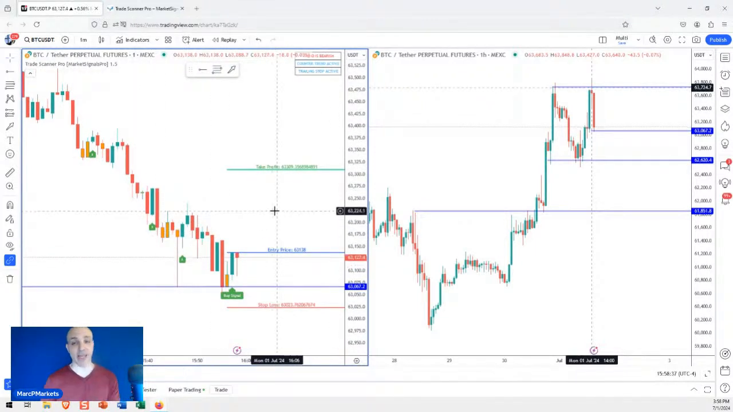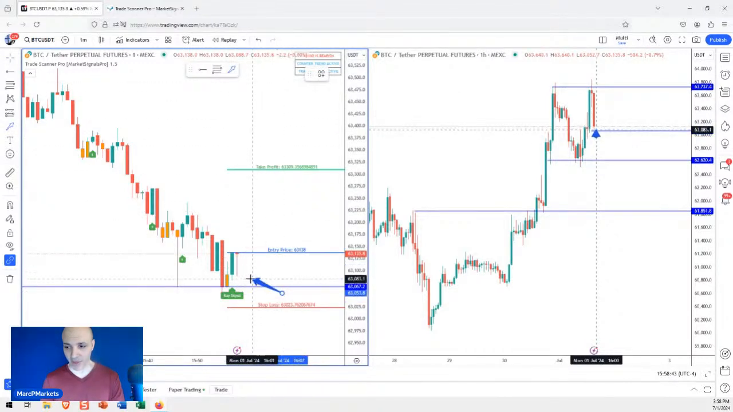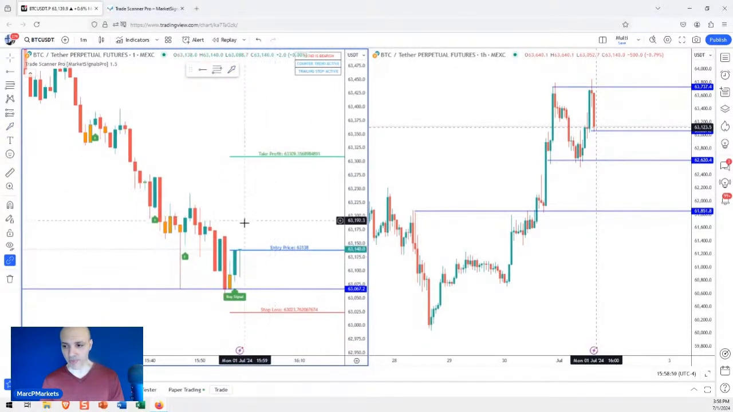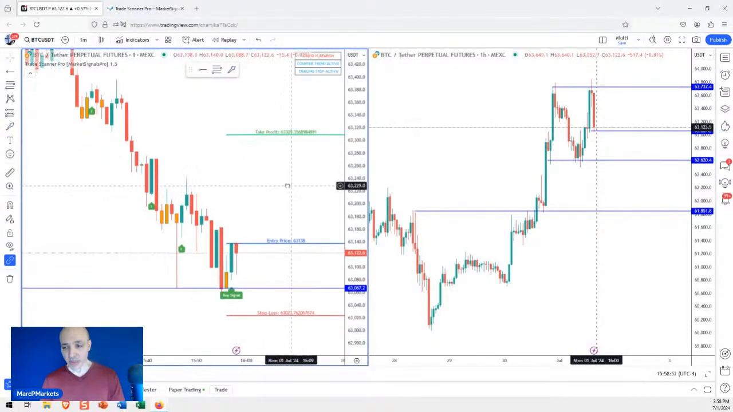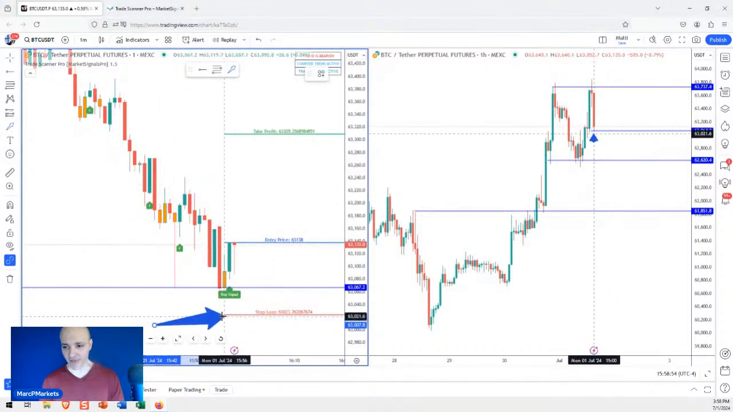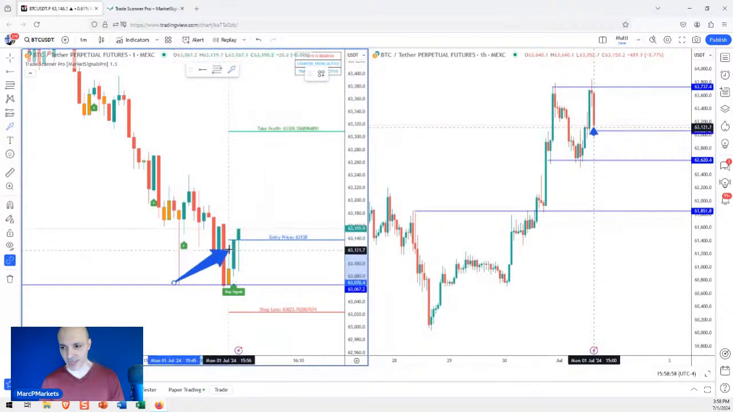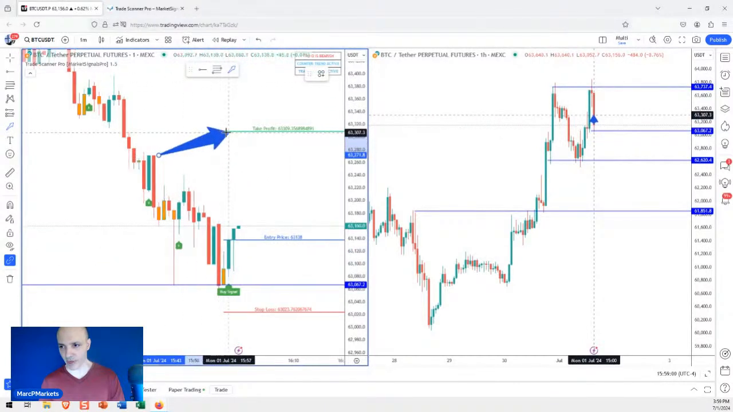So here's my plan. After 4 o'clock, because of the time of day, if we're still floating around above this entry price, I will start buying. I'll buy 1, maybe 2. We'll see. Now, if you notice here, the trade scanner has given me my stop loss, my entry, which I'm not taking yet, and my take profit, which is up here.